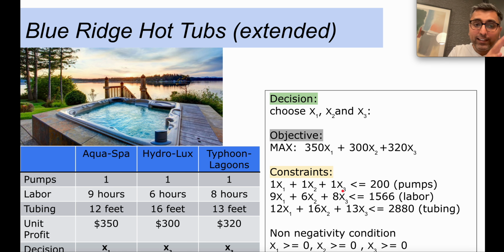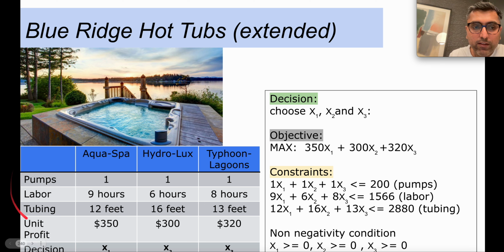Once we translate this real-life situation into a mathematical model like this, we might have constraints around how many pumps. We might be given that you only have 200 pumps, and that if you want to produce X1 of Aqua Spa, X2 of Hydrolux, and X3 of Typhoon Lagoons, each would use 1 unit. So you might be given more constraints here: how many pumps do I have, how many labor hours do I have, and how much tubing in feet do I have.